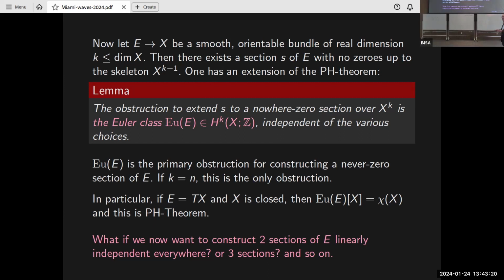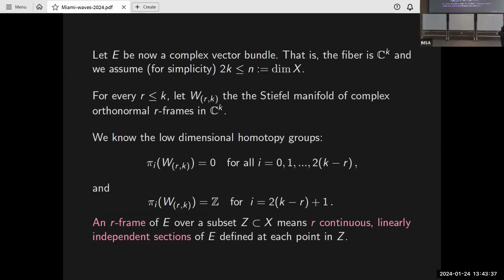Okay? Now, what if we want to construct not one section, but two linearly independent sections? Or three, or four. How to measure this? Well, it's the same process, a classical process from 70 years ago, using obstruction theory in algebraic topology. From now on, for simplicity, we consider complex vector bundles, not holomorphic, just complex. Then in our case, the fiber is C^k, and assume that the real dimension of the fiber is less or equal to the dimension of the base.